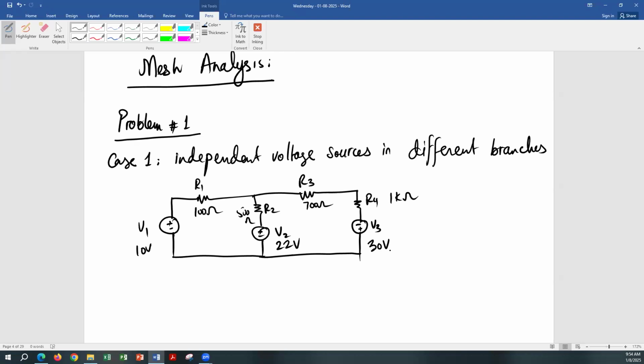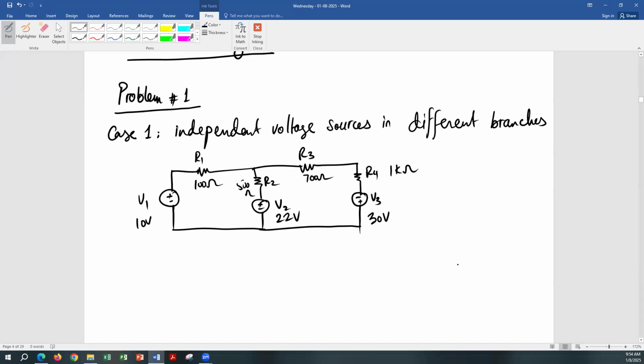But let's do the mesh analysis or loop analysis. Anybody know the difference between mesh and loop, by the way? Anyone? Did anyone tell you ever what is the difference between mesh and loop? Because we say loop analysis or mesh analysis. We say it interchangeably, but mesh is multiple loops. Okay. I think you're on the right track.